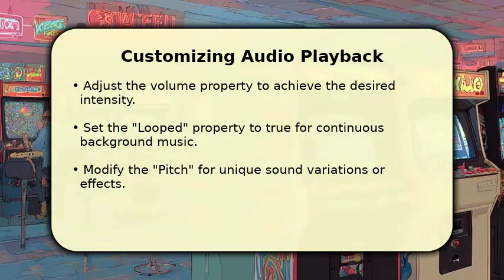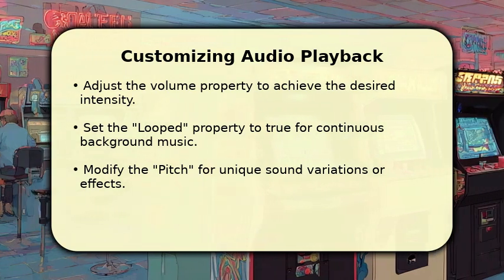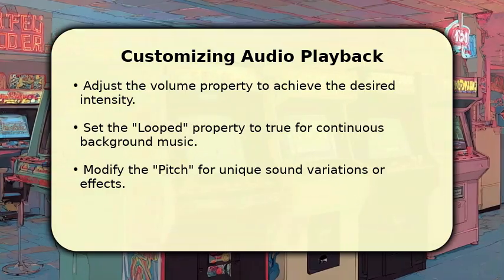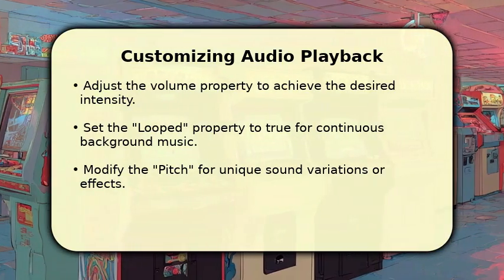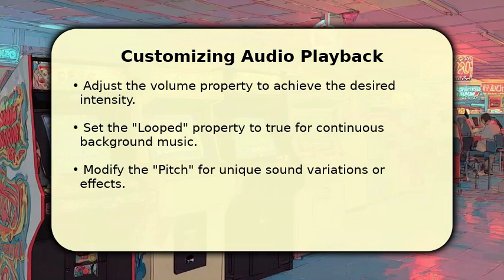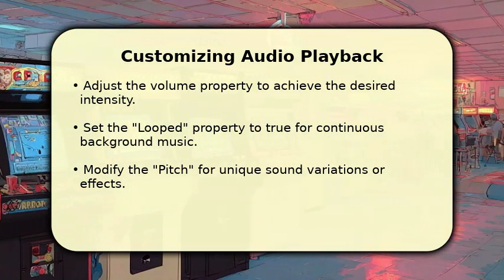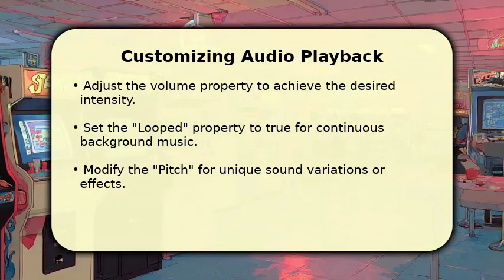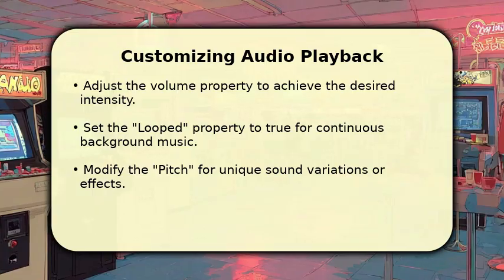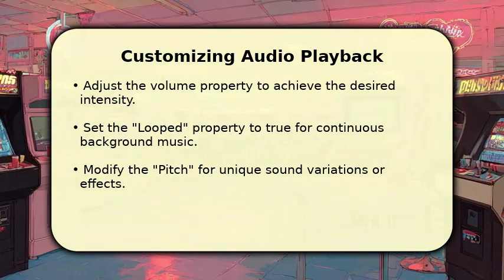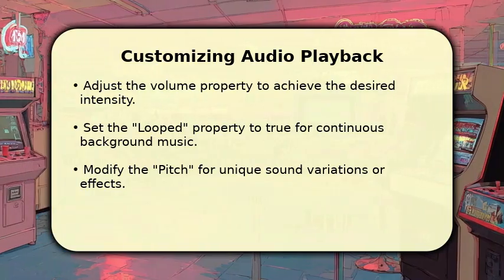After adding your sound, you can fine-tune its playback using various properties. The volume property, ranging from 0 to 10, controls how loud the sound will be perceived by players. For background music, set the looped property to true to ensure it plays continuously. You can also experiment with the pitch property to make the sound higher or lower, creating unique atmospheric effects or character voices. These adjustments help integrate sound seamlessly into your game.